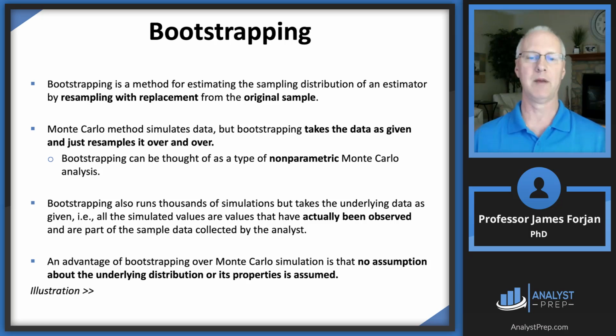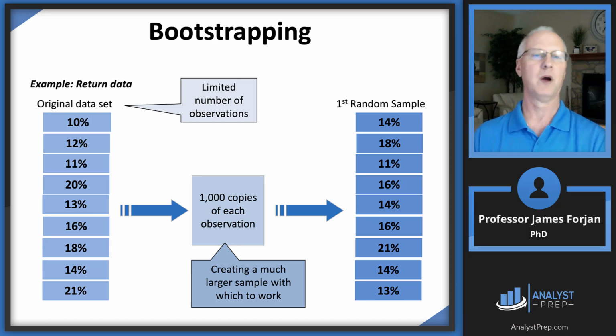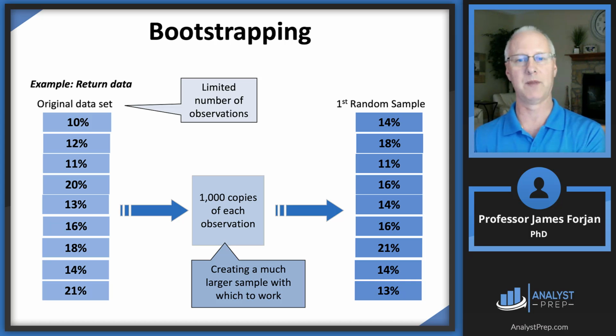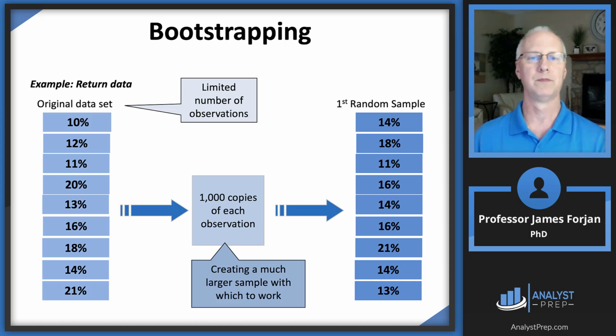Now, the cool thing about bootstrapping is that no assumption is made about the underlying distribution or its properties. So look at this here. I've got some interest rates down the left-hand side, and we're limited in the number of observations. So what I'm going to do is just make copies of those, maybe 1,000 as I have in the middle block there, maybe thousands of these. And then we're going to create a much larger sample to work with, and then we're going to pick random samples out of that much larger sample.